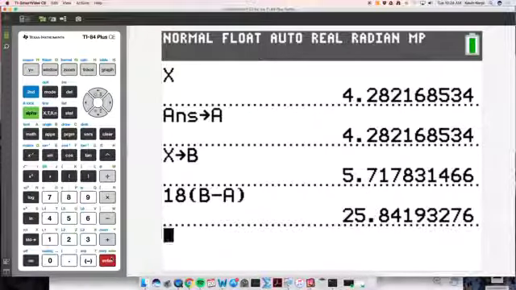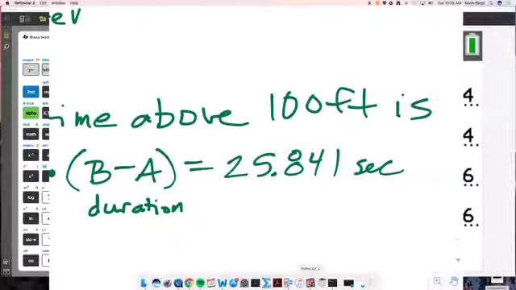25.841 or 842 seconds. Those are the only two answers I would accept, 841 or 842. So if you didn't use the stored numbers and you were off in the third decimal, it would be wrong, okay?